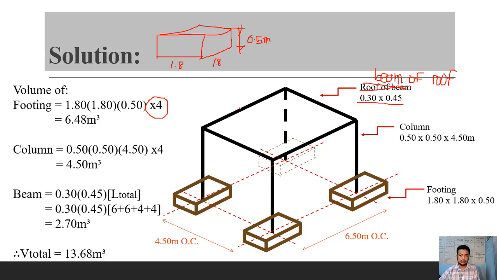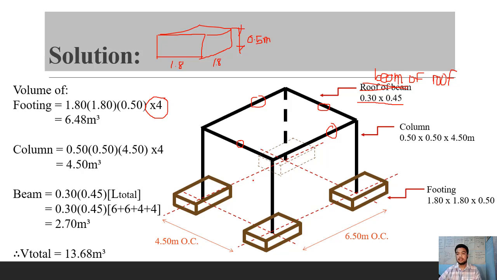How can we estimate the total length? That will only be 6 plus 6. This beam right here is 6 meters, 6 meters. Okay, this will be 4 meters and 4 meters. But the dimensions that are written here is 6.5 by 4.5. How is that it is only multiplied by 6, 6, 4, and 4?